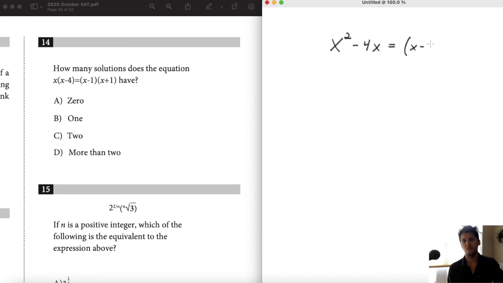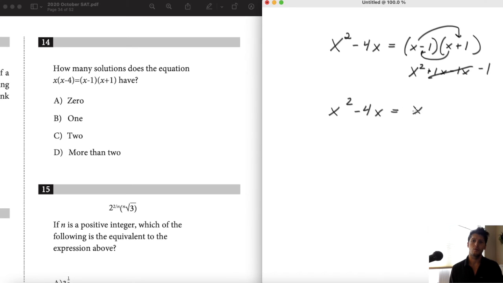So if you FOIL this out, you get x squared. You get the outside term, which would be positive x. The inside term, which would be negative x. So that would be positive 1x and negative 1x cancel. And negative 1 times positive 1 is negative 1. So we get x squared minus 4x equals x squared minus 1.